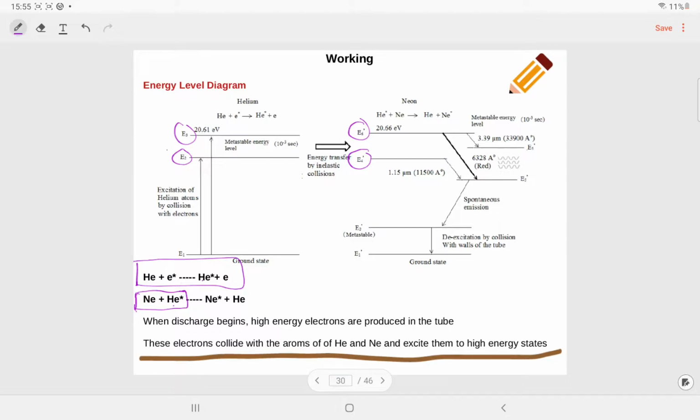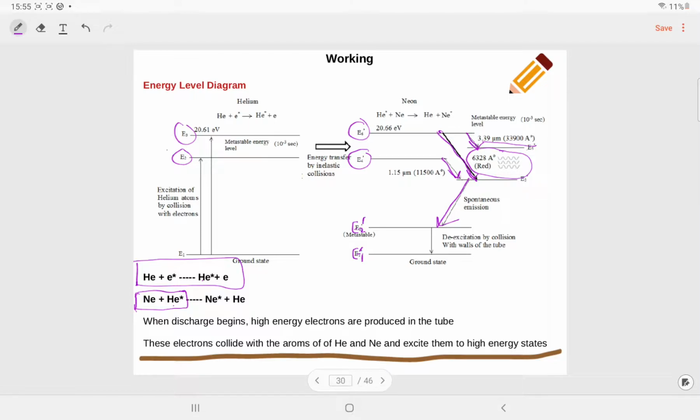Once it goes to the neon atom, several transitions happen here. You can see E6 dash to E5 dash, and you get 33,900 angstrom light. From E6 dash to E3 dash, you get 6328 angstrom, and that is our laser light that we are interested in. Again, one transition gives a 1.15 micrometer wavelength. Spontaneous emission happens here, and E2 dash is a metastable state again, and E1 dash is the ground state. So several transitions happen here, as you can see in the diagram.